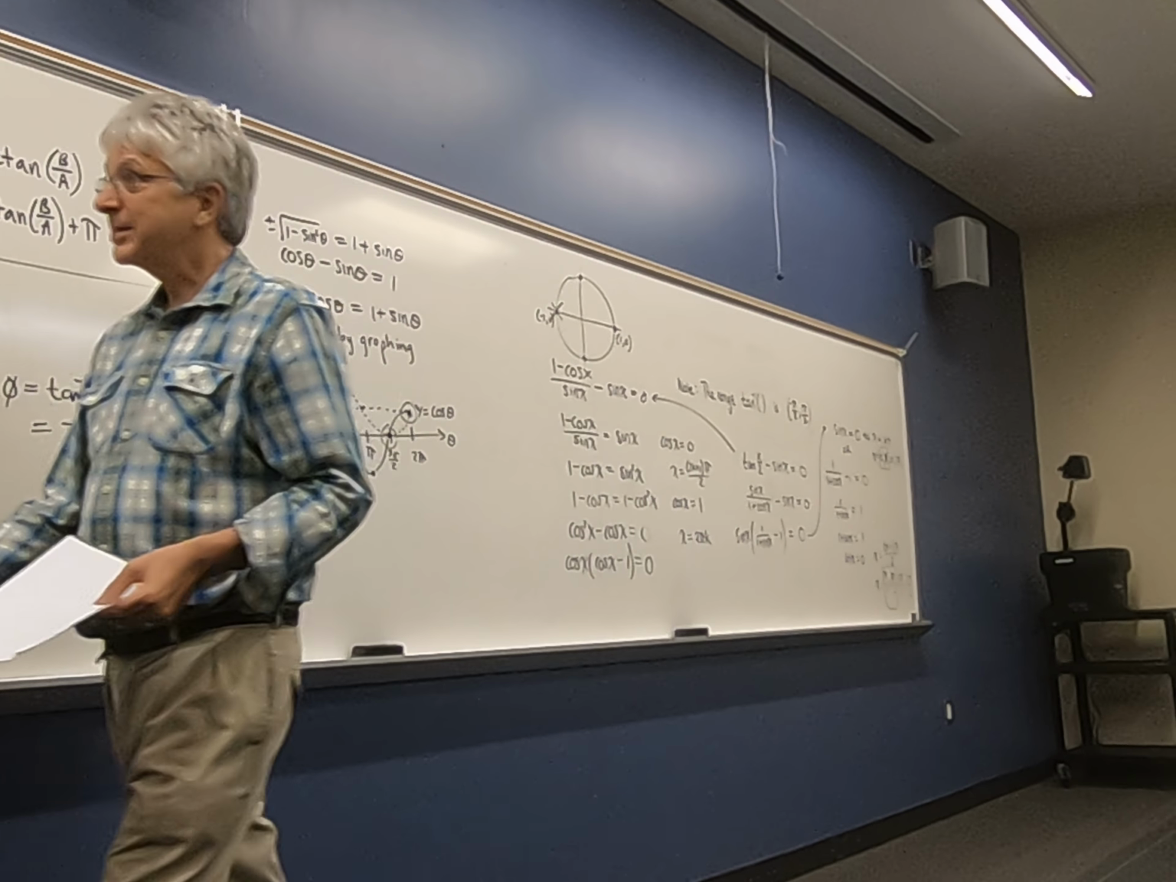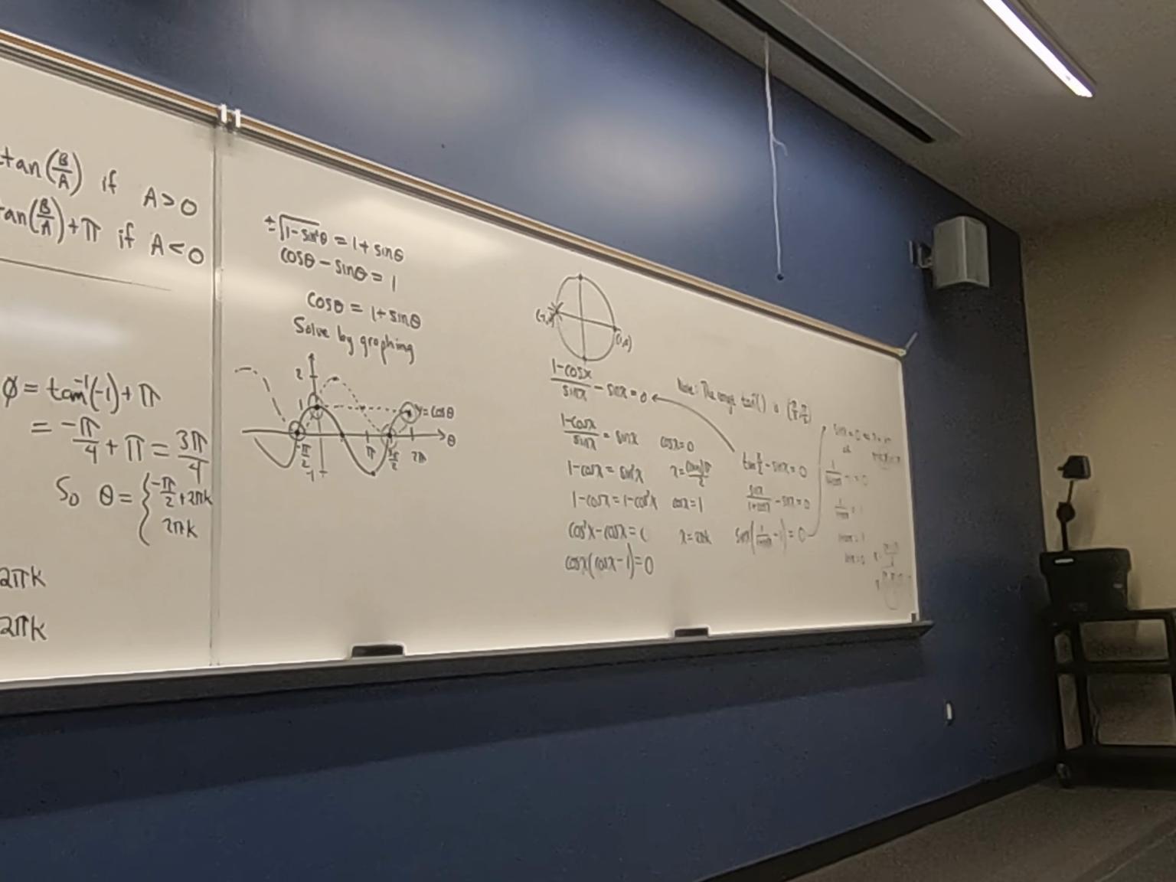Okay, so I hope you're getting the idea that you need to be careful and check your original equation against your purported solutions, right? When you're using these identities, it can happen that you bring in extraneous values that are not, in fact, solutions to the original equation. So just check, make sure that it works. It's not that hard.